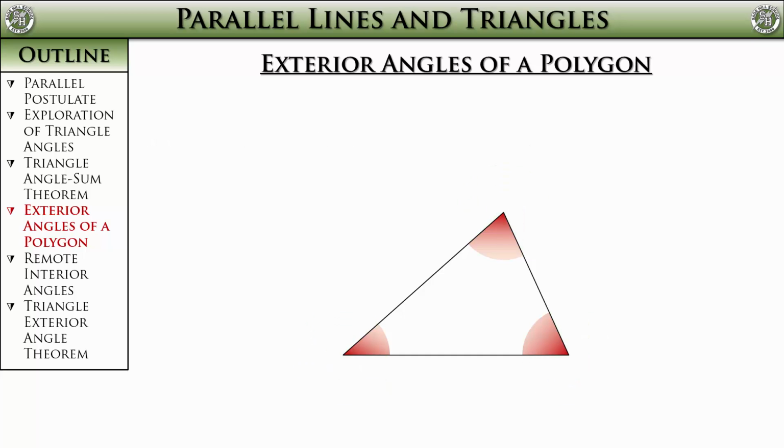So to find the exterior angle of a polygon, you need to extend out a side like this. With that side extended out, the exterior angle that is the linear pair with the interior angle is drawn in. You can similarly do this with the other angles of the triangle. So these are perfectly valid exterior angles.